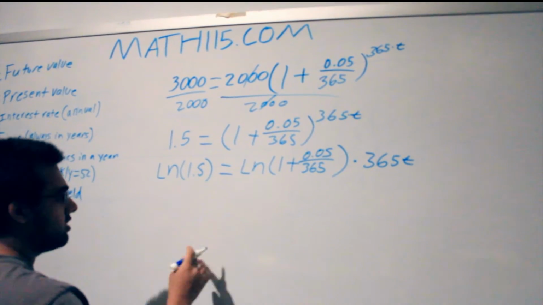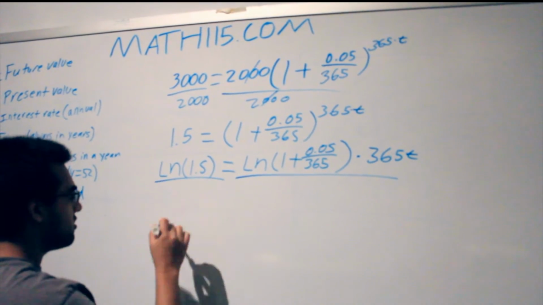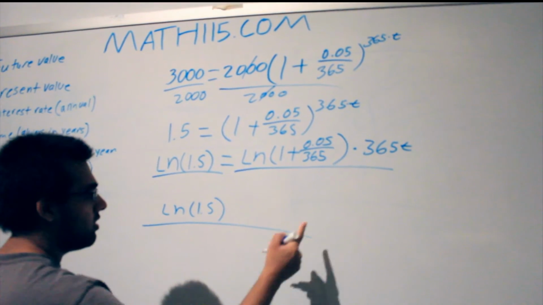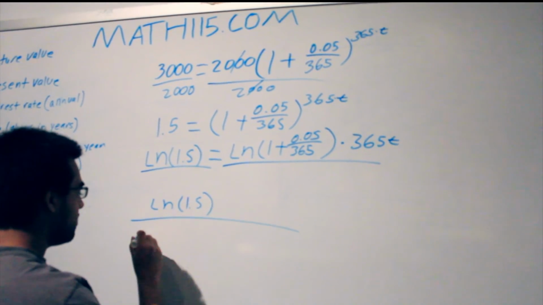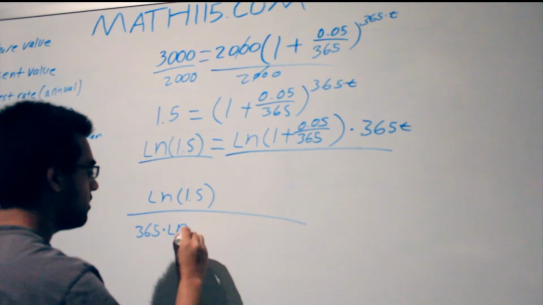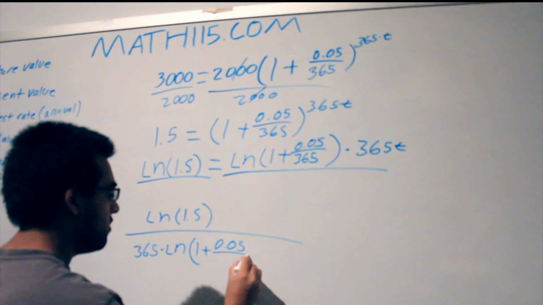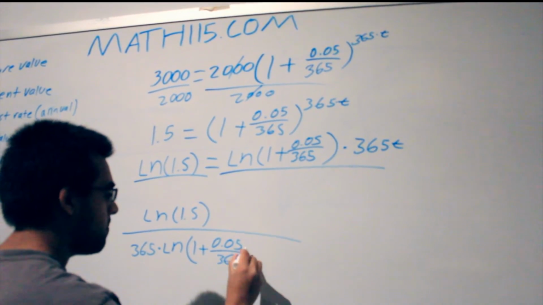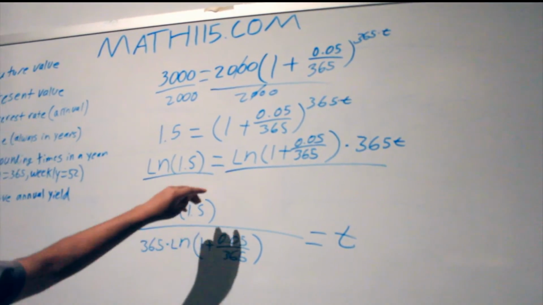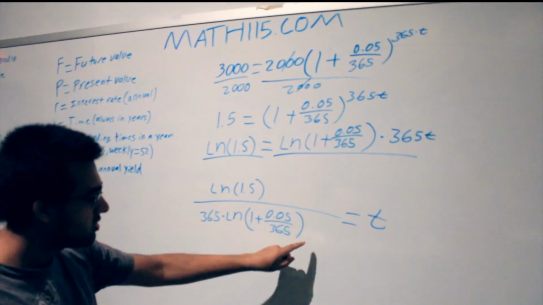So what you should get is, if you divide by everything here except for the t, then this will get divided. So you'll have ln of 1.5, all divided by, I'm going to go ahead and move the 365 in front, so 365 times ln of 1 plus 0.05/365, and all of that is equal to t. So all I did there was I divided by everything on this side except for the t.